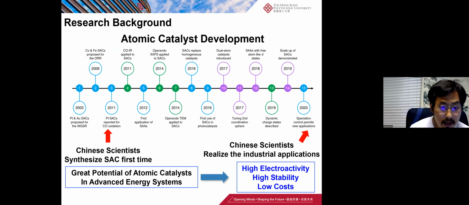systems. The unique electroactivity of atomically dispersed metal atoms has been proposed for different reactions since 2003. In 2011, a single atom catalyst was first synthesized by Chinese scientist Professor Zhang Tao's team. Since then, atomic catalysts have become the most frontier research topic. Recently, Chinese scientists also successfully realized industrial applications of atomic catalysts. Compared to conventional noble metal catalysts, atomic catalysts have several key advantages, including high electroactivity, controllable loadings, and low cost. Therefore, atomic catalysts have great potential in sustainable energy conversion systems.